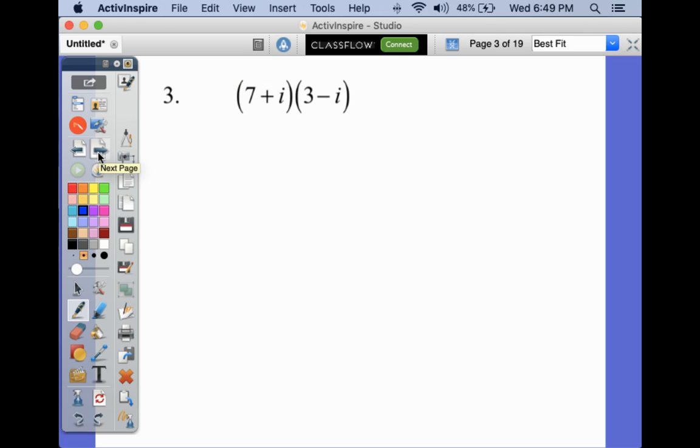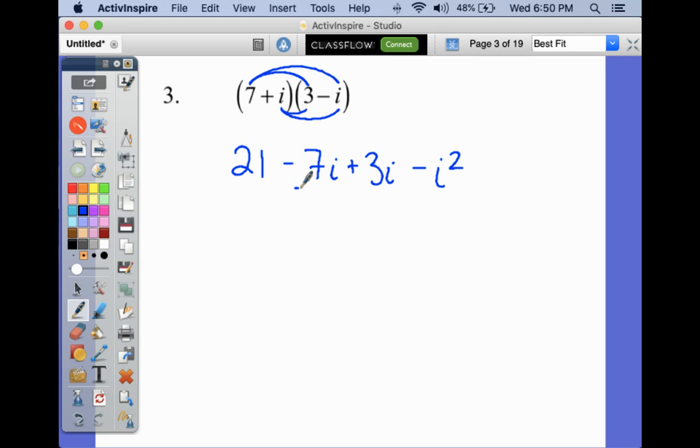Question number 3, we have to multiply these complex numbers together. So we're going to run through distributive property or FOIL if you prefer that. So 7 times 3 is 21. 7 times negative i is negative 7i. i times 3 is 3i. And i times negative i is negative i squared. Our like terms right here are going to make 21 minus 4i.